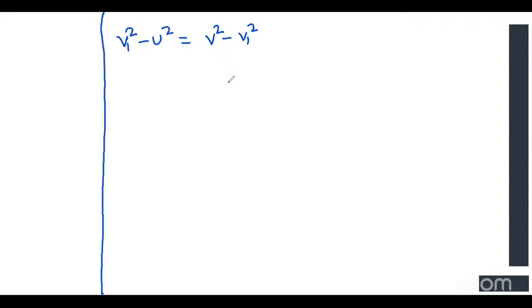That means 2V1 square equal to V square plus U square. So V1 equal to under root V square plus U square by 2.